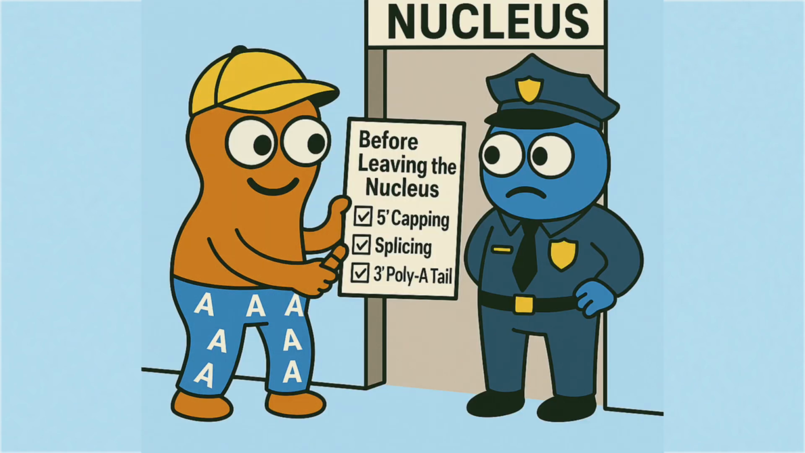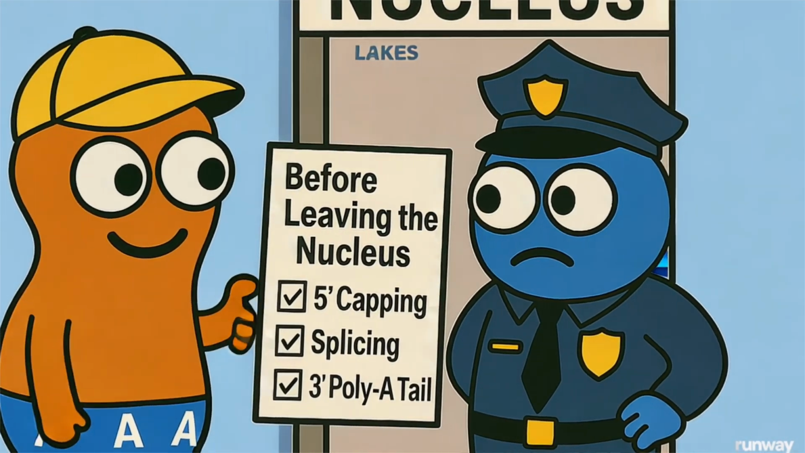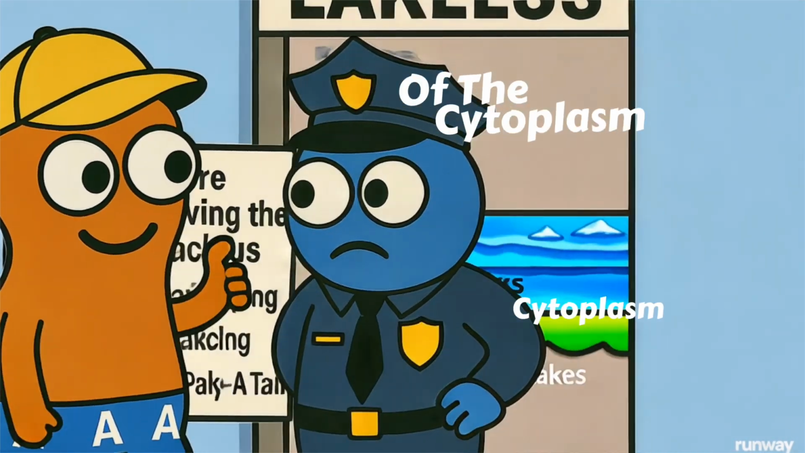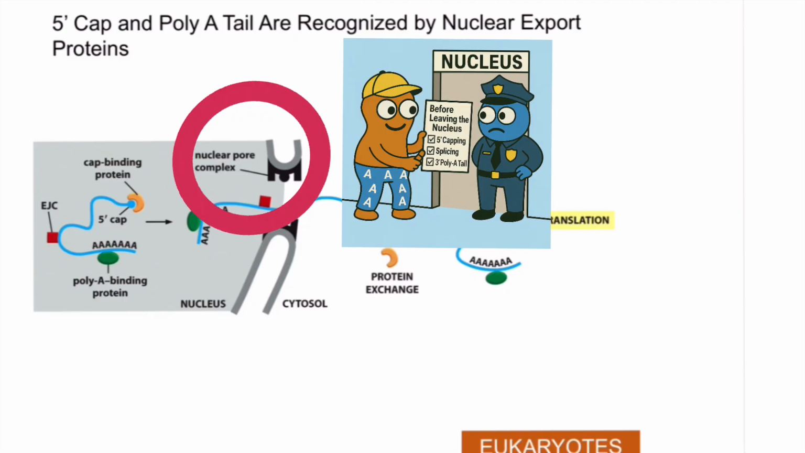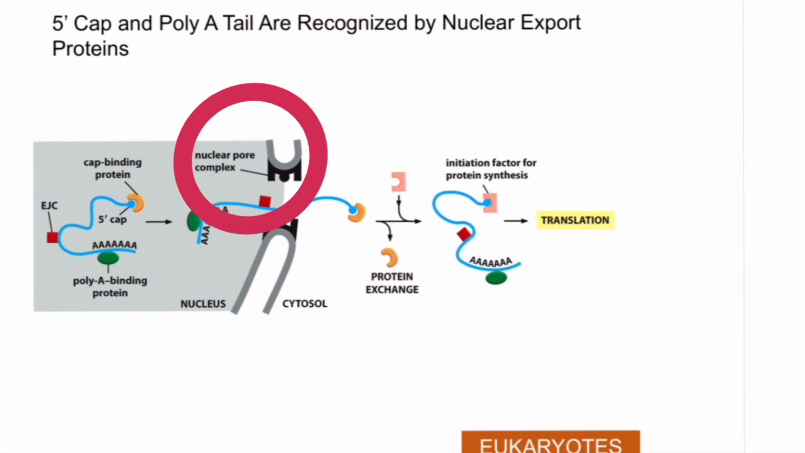And there are sites at the nuclear pore that recognize the splicing, that recognize the 5' cap, recognize the poly A tail, and allow the transcript to leave the nucleus and go into the cytoplasm for translation.